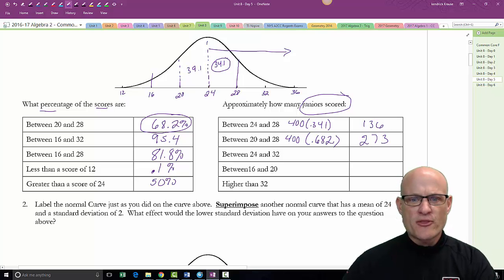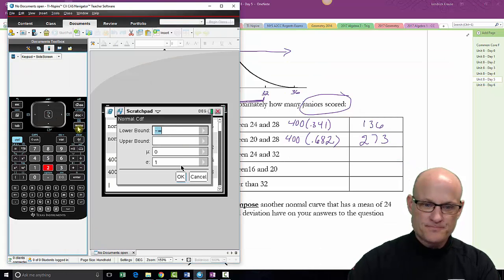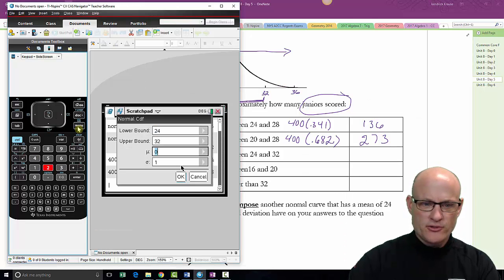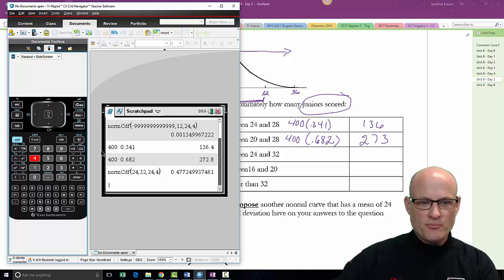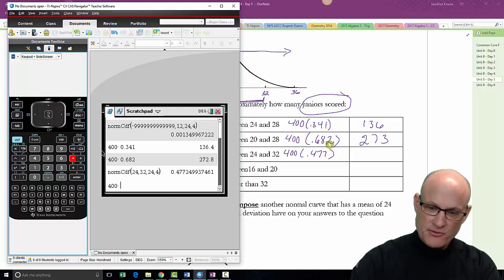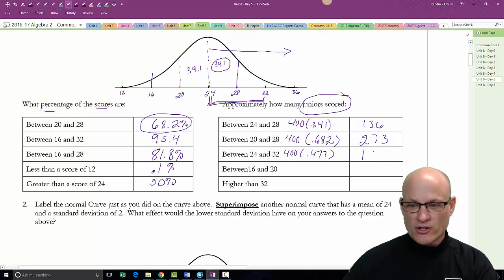Between 24 and 32, that I didn't figure out yet, so let's figure out what that is. I can just use my calculator. Menu 652. And I want between, what did they say, 24 and 32? 24, 32, 24, and 4. I'll click OK. And that's 0.4772. So I'm going to take 400 and I'm going to multiply by 0.477 times this. And I get 190.89, so we'll go 191.